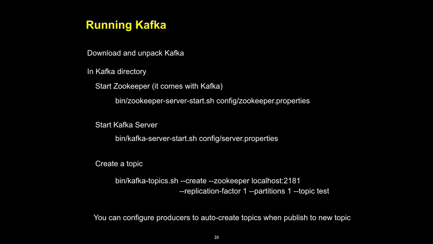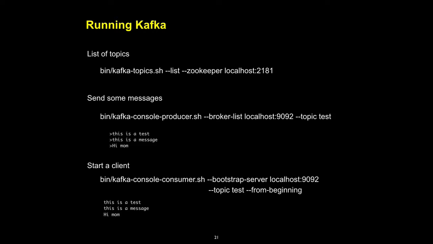And we can also configure the producers. So when they send a message to Kafka with a new topic, Kafka automatically creates the topic. There's a shell script that lists the topics. For testing purposes, there is a shell script to send messages, basically a cheap command line producer. And there's also one for a command line client. But again, it's just for testing. You're not going to do this by hand, but you really want to know your system's working.